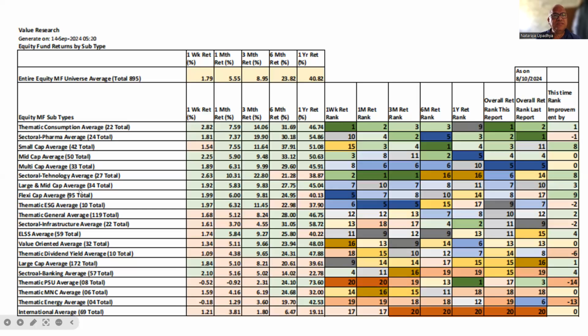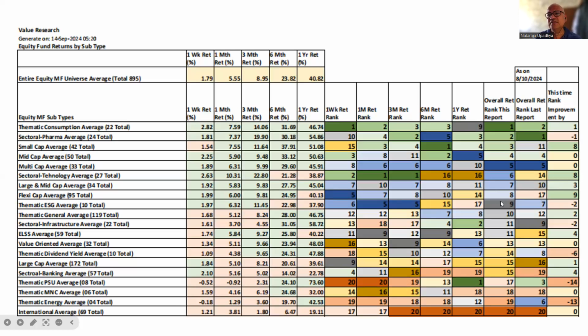Next comes large and mid cap funds. All are green and overall ranking is 7th. It used to be 10th. There is a ranking gain by 3 points. Next comes flexi cap funds. All are green except for the annual return. Annual return is below the overall funds average.